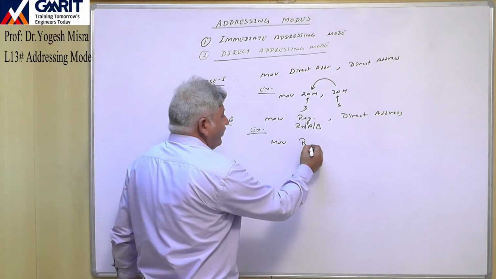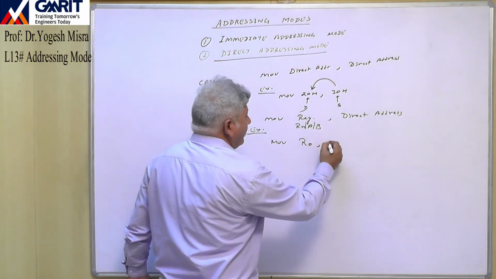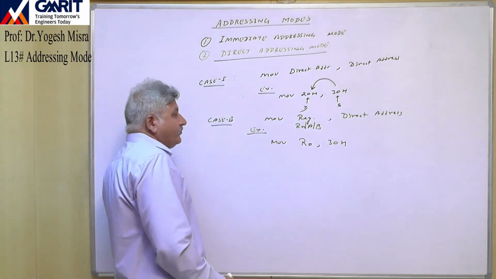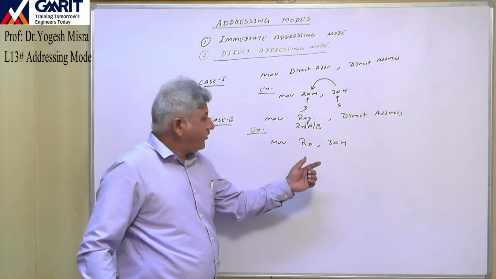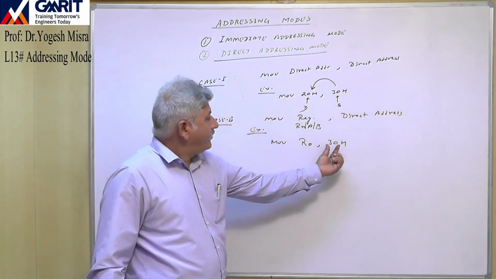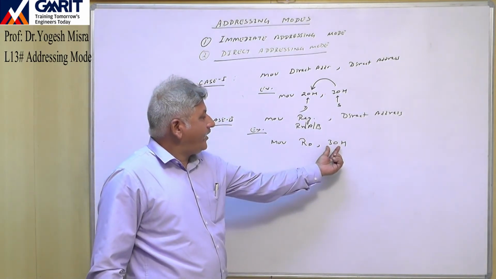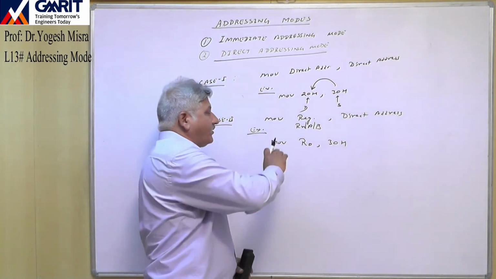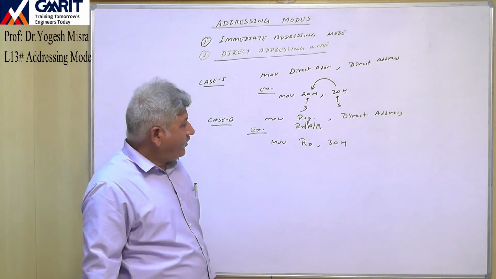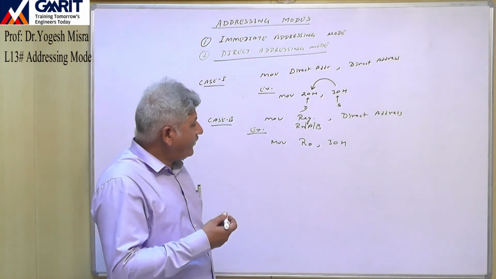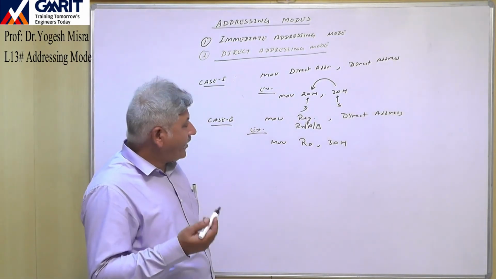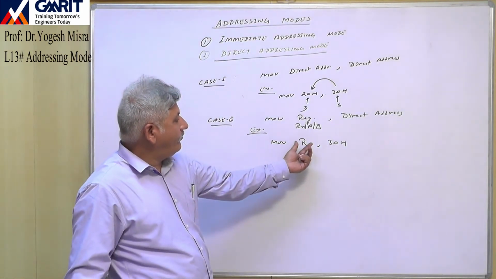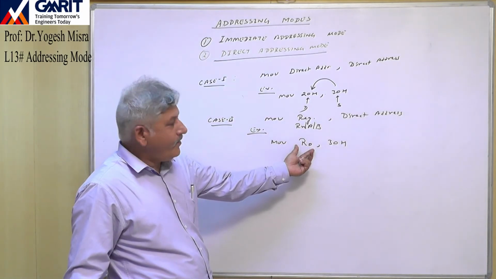move R0, comma 30h. So here what will happen? The content which is stored at address 30h will be moved in R0 register. Now R0 can be the part of bank 0, bank 1, bank 2 or bank 3, and we know that by default this R0 belongs to bank 0.